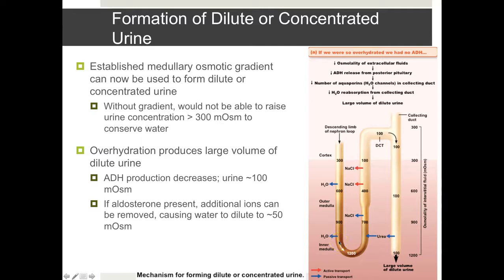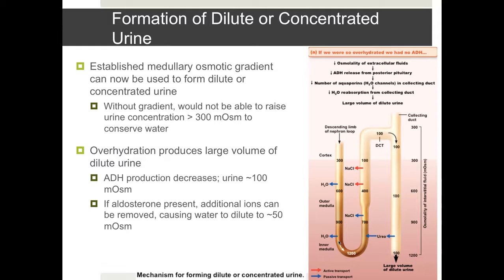So we said we are going to talk about dilute urine first, and that can be caused by overhydration. We get a large volume of urine, and it is dilute, meaning we have lowered osmolality of our urine. So in this case, we have either ADH not present or severely decreased, and the osmolality of our urine output is going to be at 100 versus 300, which is our normal amount.